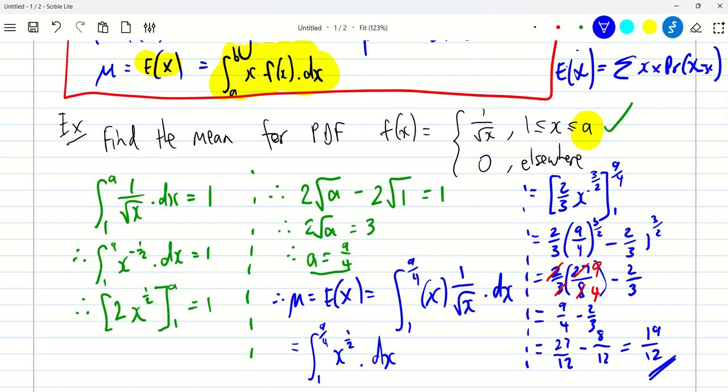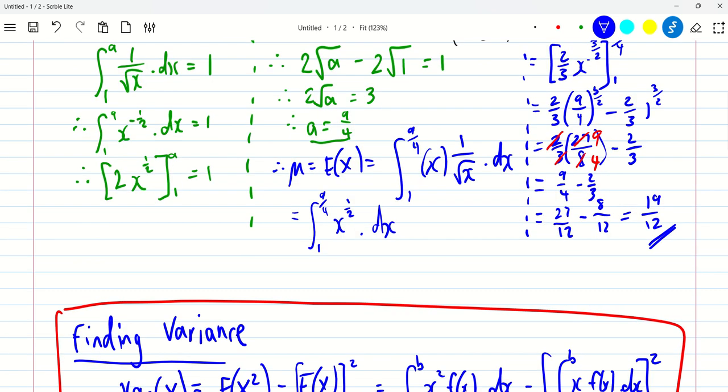Okay, so the expected value that you expect to get if you're performing this experiment with that PDF function is 19 over 12. Hopefully that'll make sense. So that's the mean.